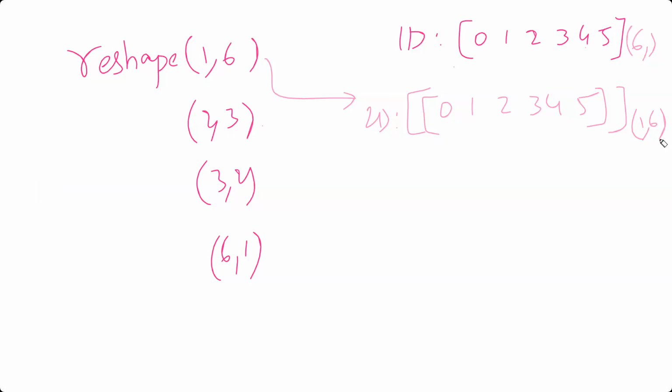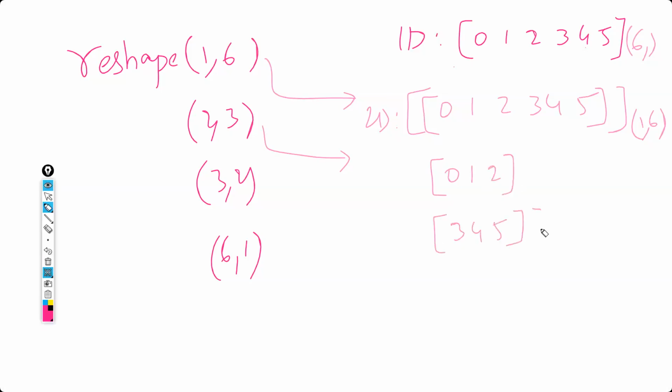Now coming to 2, comma 3, which means 2 rows. 0, 1, 2 is the first row. 3, 4, 5 is the second row. This is the shape of 2, comma 3.